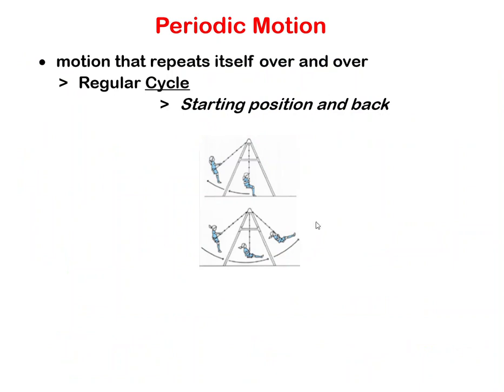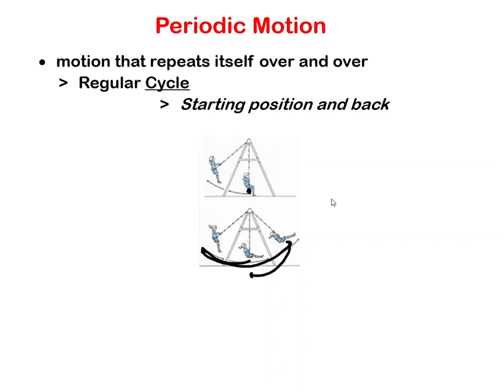It has a regular cycle. We could time how long it takes for the student to go from here, or let's say from here. So we'll draw this out. This is their starting position. So how long does it take them to go from there, all the way back, all the way forward, and then back to here? That would be one full cycle because this is where they start.